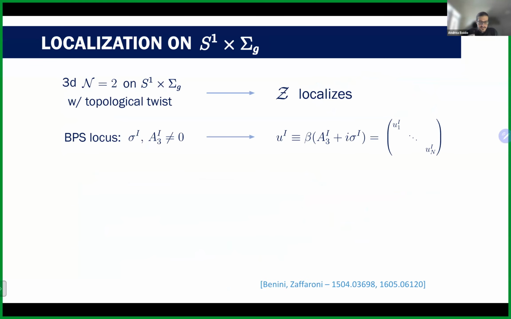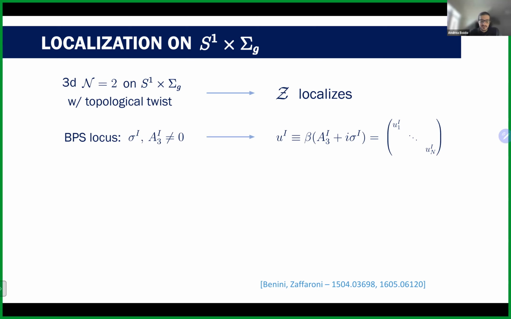All right. Okay, now we have these field theories. We want to put them again on S1 cross sigma G and perform localization. We put them with a topological twist, of course. And as I was telling you before, the partition function localizes. In general, the localization locus is fairly complicated. You have to sum over gauge fluxes and whatnot, but we don't need any of these details here.